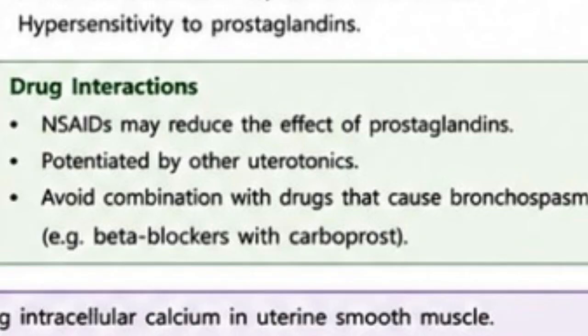So we are done with oxytocics. We have three: oxytocic, prostaglandin analogs, and ergot alkaloids. Don't forget oxytocic, ergot, and prostaglandin. PEO: Prostaglandin analogs, Ergot alkaloids, and O, which is oxytocic.